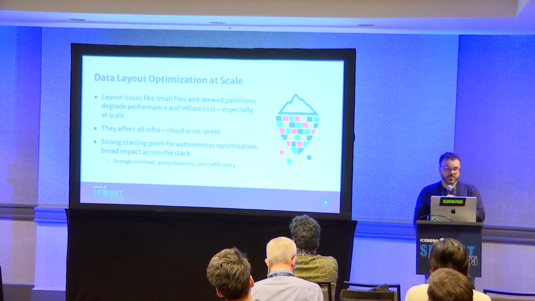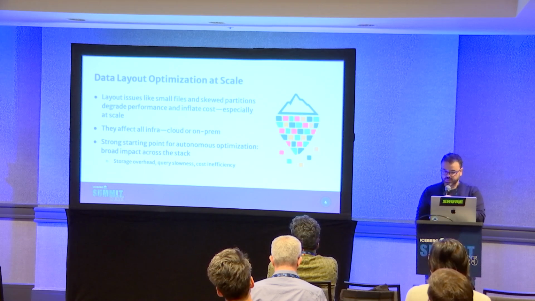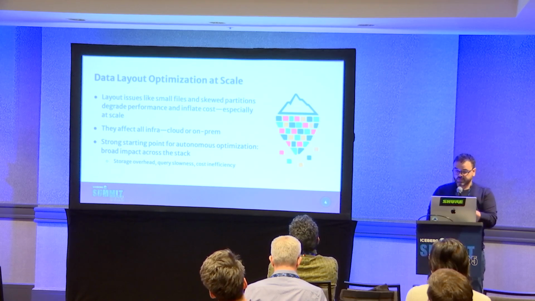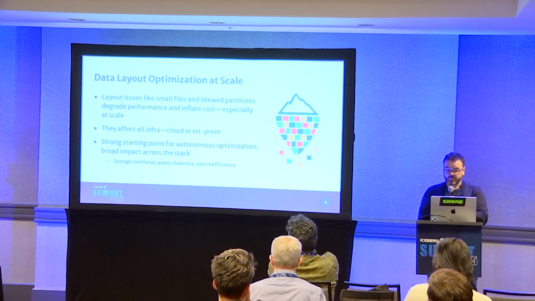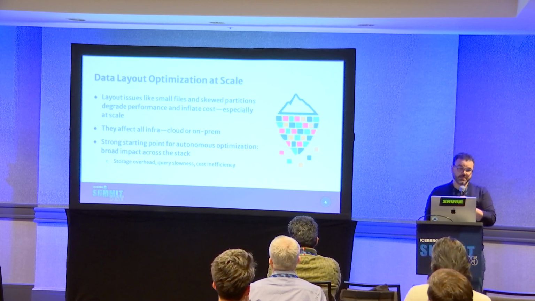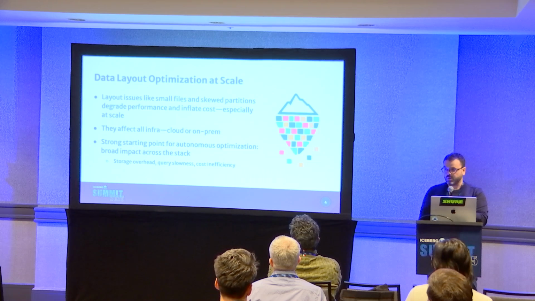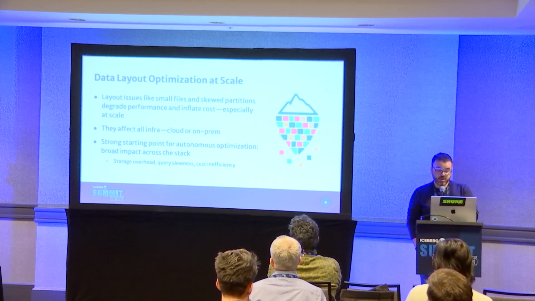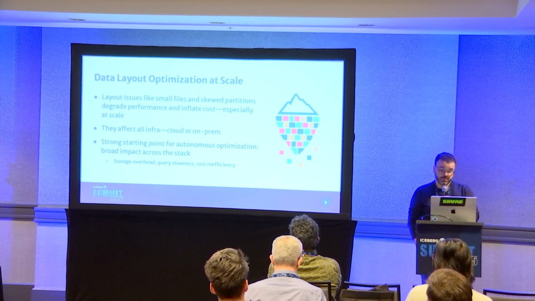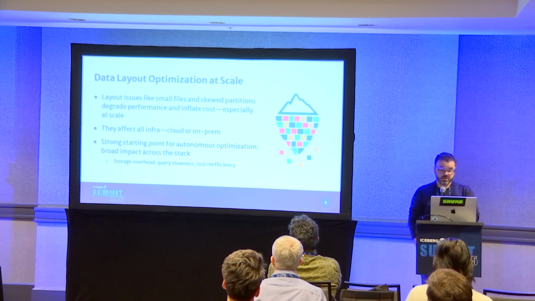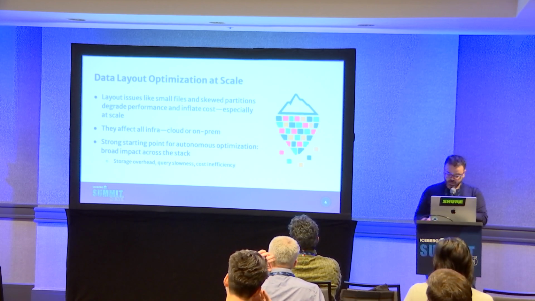Data layout issues, things like small files, skewed partitions, and poor sort order, form a category of problems that degrade performance and increase costs in the lake. These are problems that show up both across cloud and on-prem environments, and they compound as the systems scale, right? More data, more jobs, more churn. That's why we thought that layout optimization was a strong area to begin applying these autonomous techniques, since the end results should have broad, measurable impact across the whole stack.